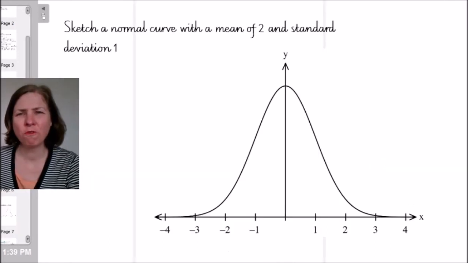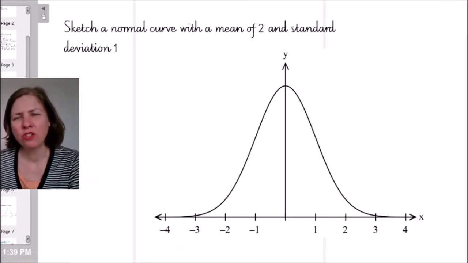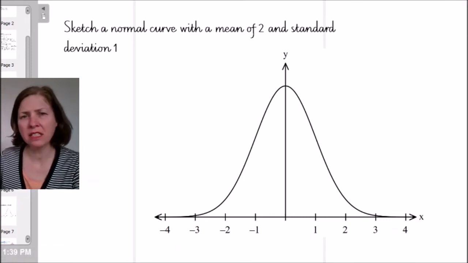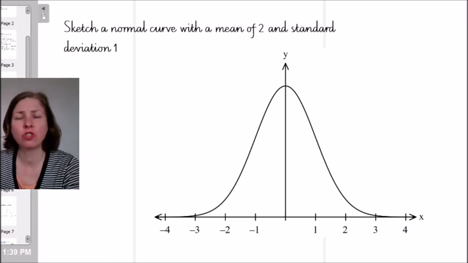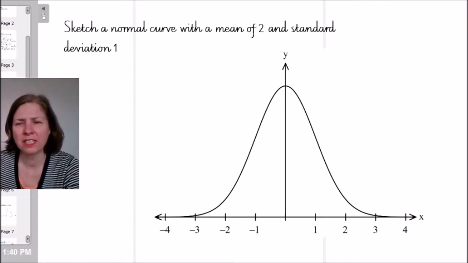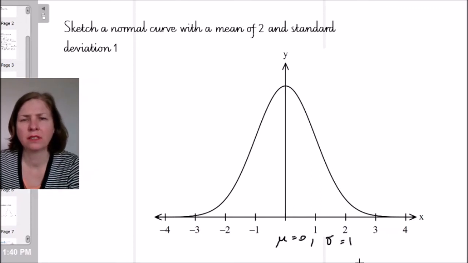Okay, just to finish off now, what we're going to do is sketch a couple of graphs just by using the transformations that we've discussed. So what we're asked to do is sketch a normal curve with a mean of 2 and a standard deviation of 1. And what we've got in front of us there is the standard normal curve. So just to remind you, the standard normal curve has a mean of 0 and a standard deviation of 1. The curve we're looking for has a mean of 2 and a standard deviation of 1.